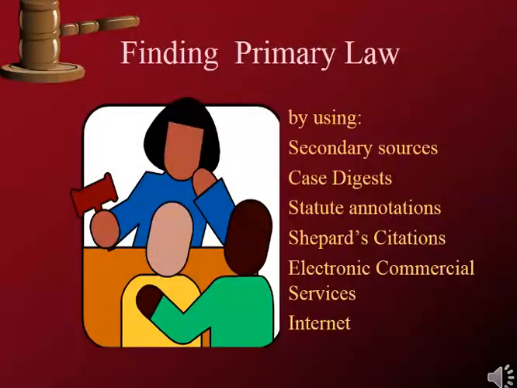So how do we find case law? Well, you find primary law by using secondary sources. That's actually my favorite way of finding primary law. So that will be the first module that we'll discuss. You can also use case digests. You can use statute annotations, Shepard citations, electronic commercial services like Westlaw, like Lexis, like Case Manager. There's several new ones, Lois Law, FindLaw, and you can go on the internet.